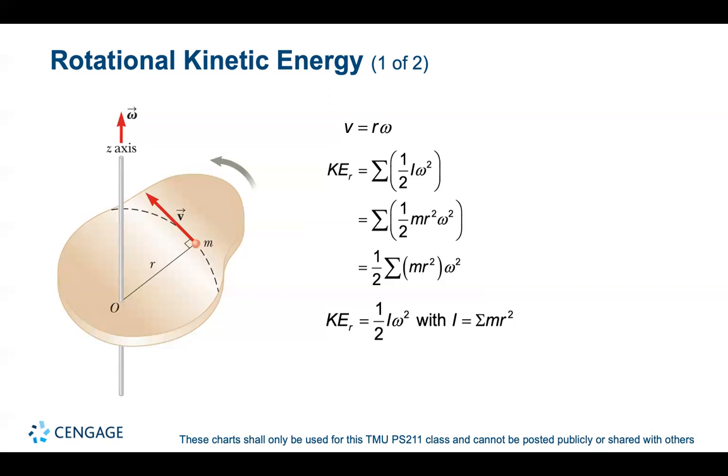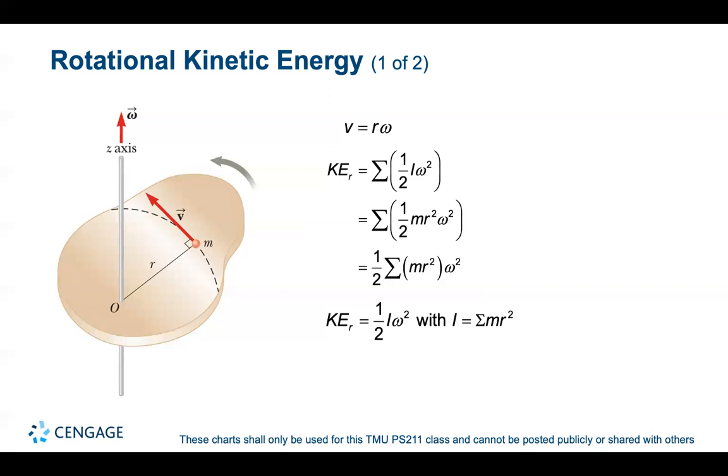First, let's consider the object shown in the figure, which is the shape of a thin, rigid plate rotating around some axis perpendicular to the plane. The plate consists of many small particles, each of mass m. All these particles rotate in circular paths around the axis. If r is the distance of one of the particles from the axis of rotation, the speed of that particle is v equals r omega.